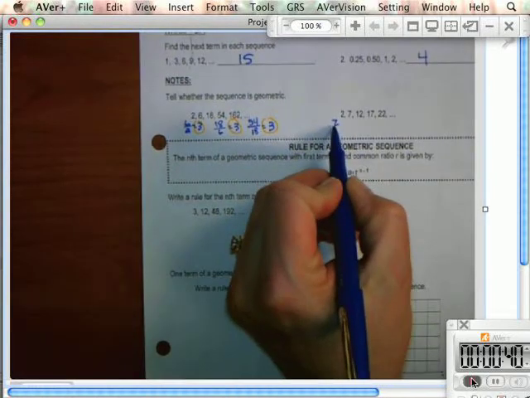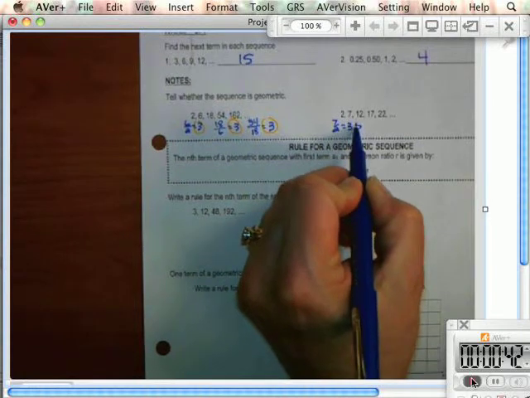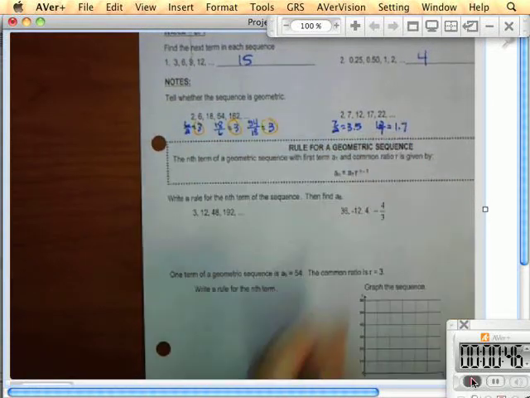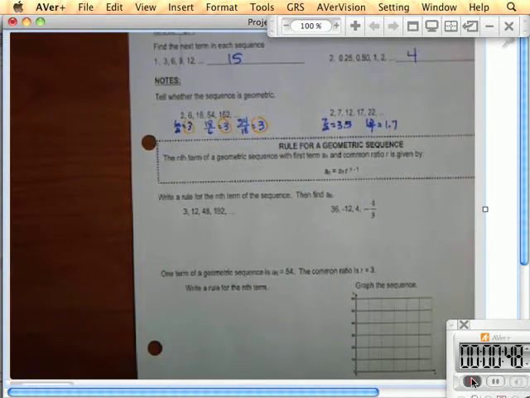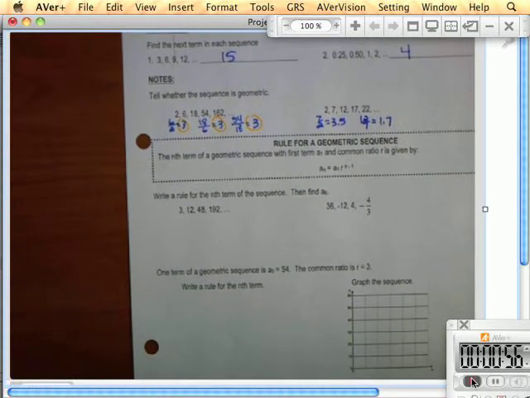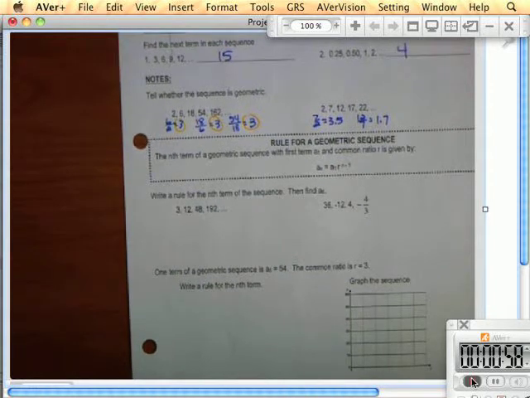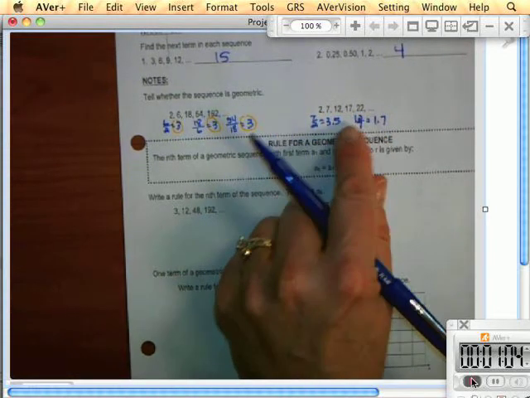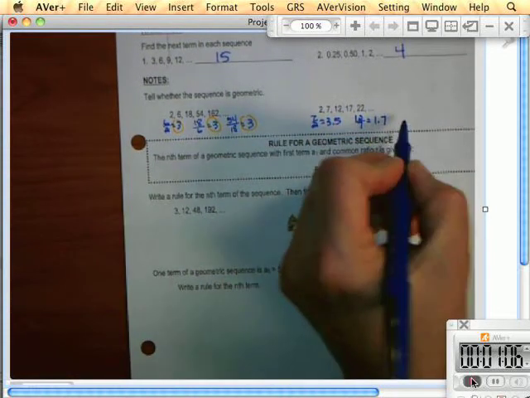Okay? So let's try this one. 7 divided by 2 is 3.5. 12 divided by 7 is 1.7. Uh-oh, got a problem. So that doesn't work, does it? It's not geometric, but what is it? Look at it. The other one. Which is what? Arithmetic. Arithmetic, because you're adding a 5 every time. But it's not geometric, so no. Okay?